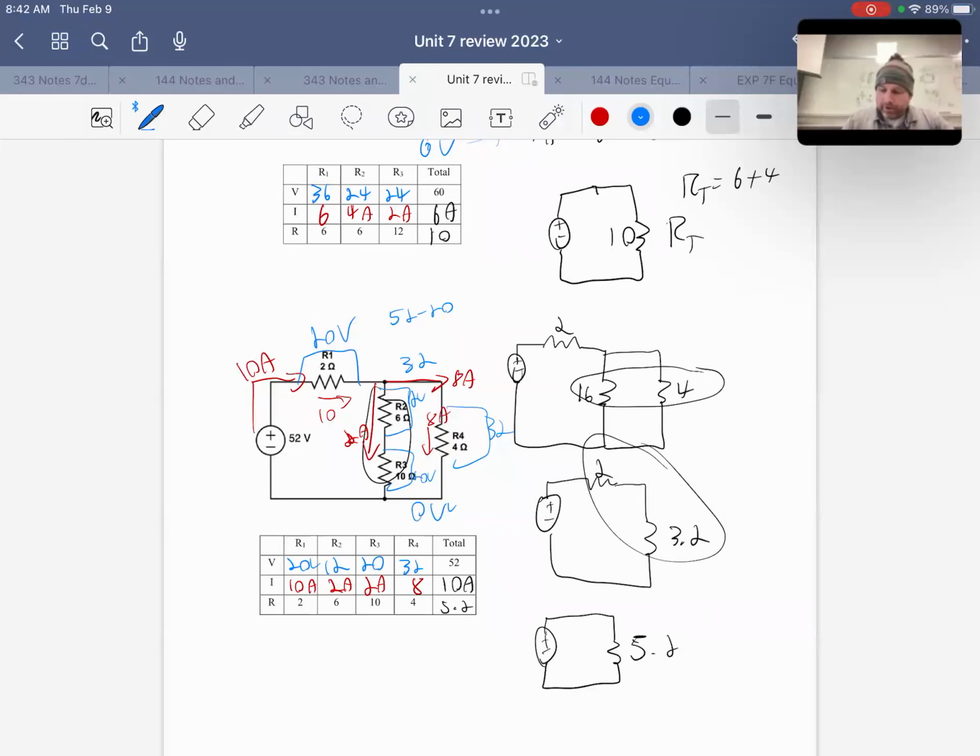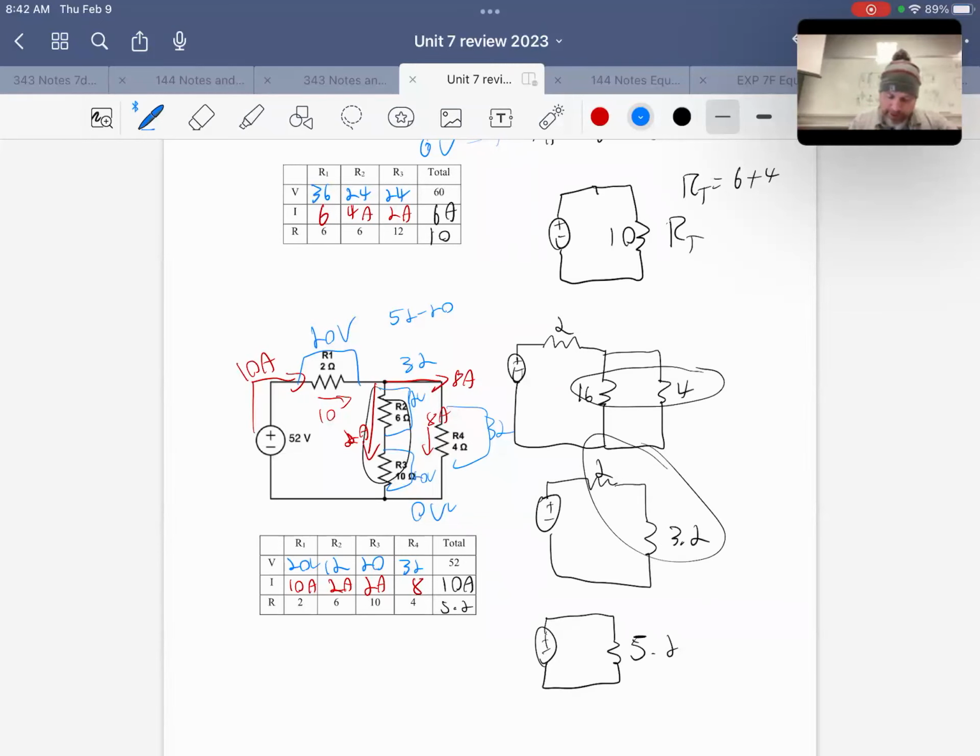Right. And so I did the same sort of thing on this one, just a little bit more. And again, I didn't work all the way through it because I want to keep it a little shorter. So I condensed it all the way down to 5.2. First I combined R2 and R3 together to get 16. And then I combined that RA 16 and the 4 in parallel to get 3.2. And then you just add the R1 and the 3.2 to get 5.2 ohms.